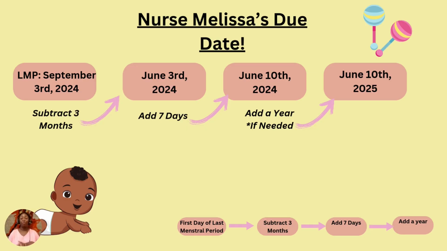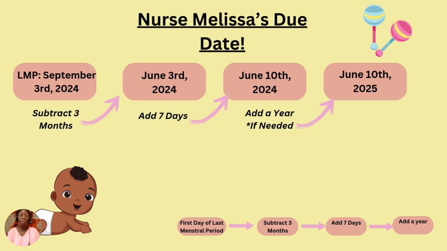Now, September 3rd was actually the first day of my last menstrual period, but June 10th is not the day that I delivered, but it was pretty close. So, although we still use Naegele's rule in nursing school and in the profession, ultrasound technology is now used to estimate the due date of a woman who is pregnant, and that is determined to be more accurate. So when I went for my first ultrasound appointment, I did get a different estimated due date than this June 10th, but I will say Naegele's rule's calculation, the June 10th, is actually closer to the date that I actually did deliver.